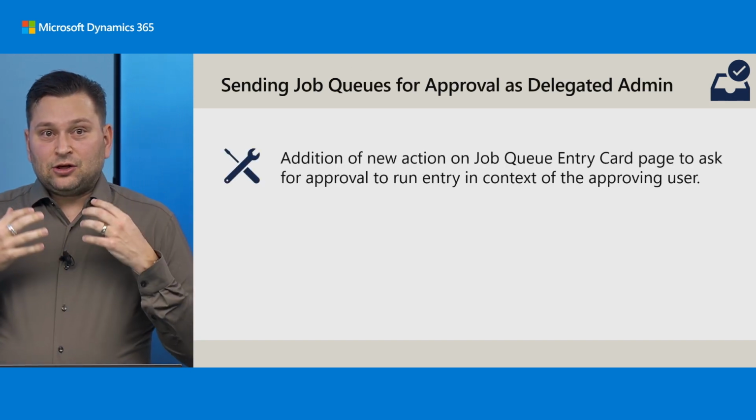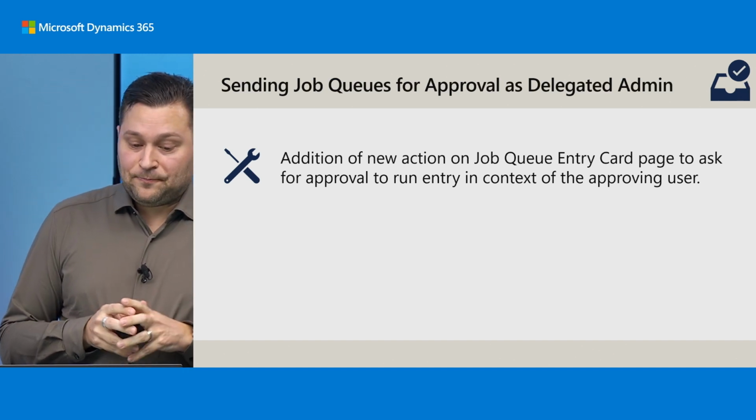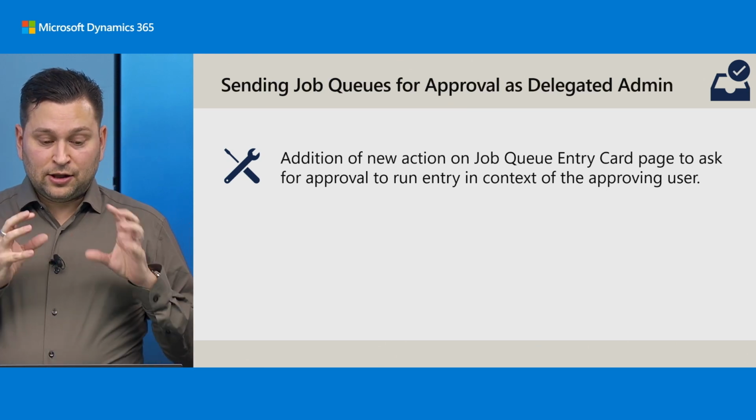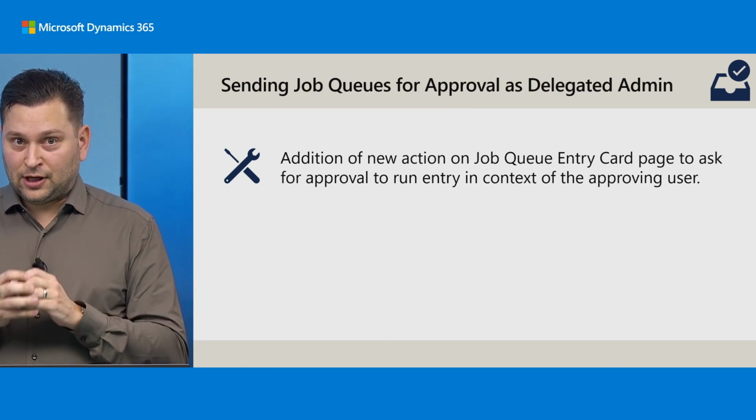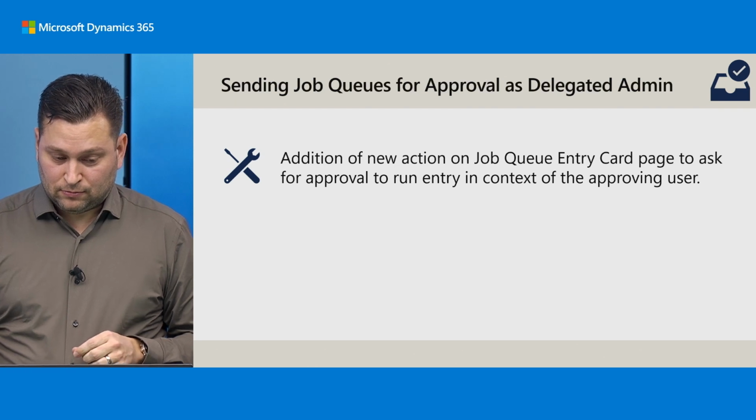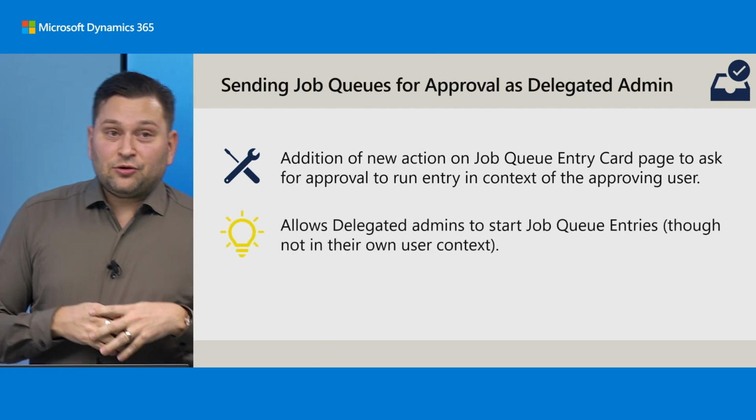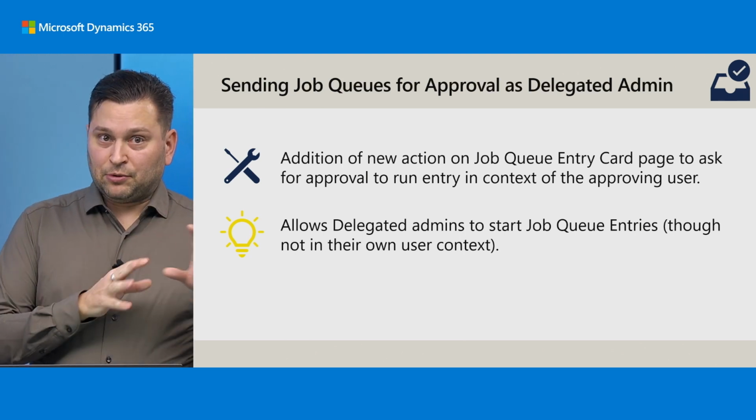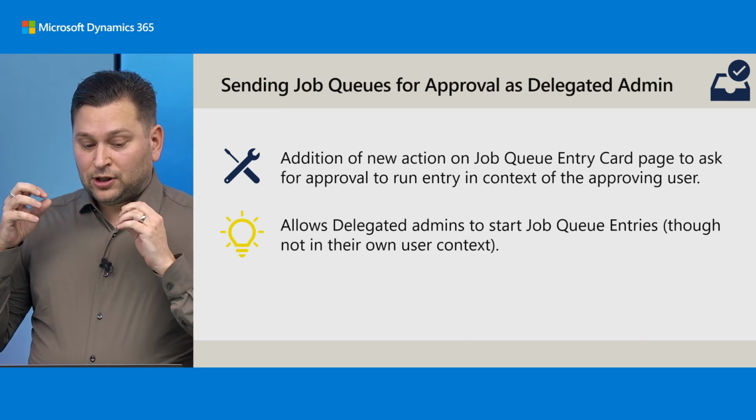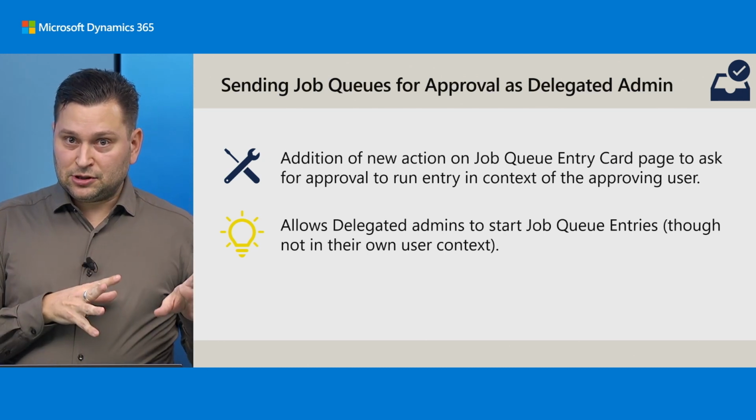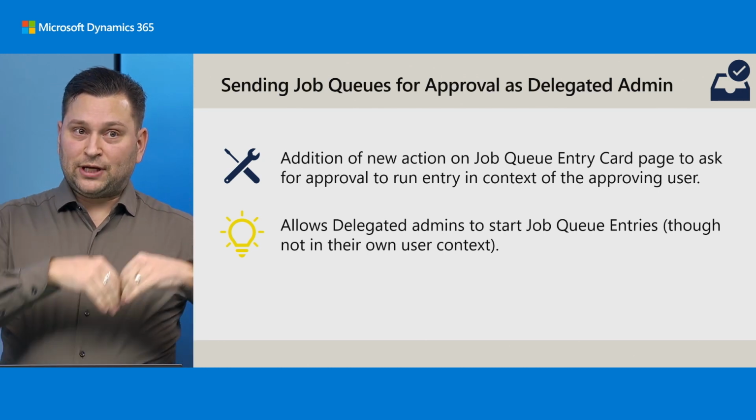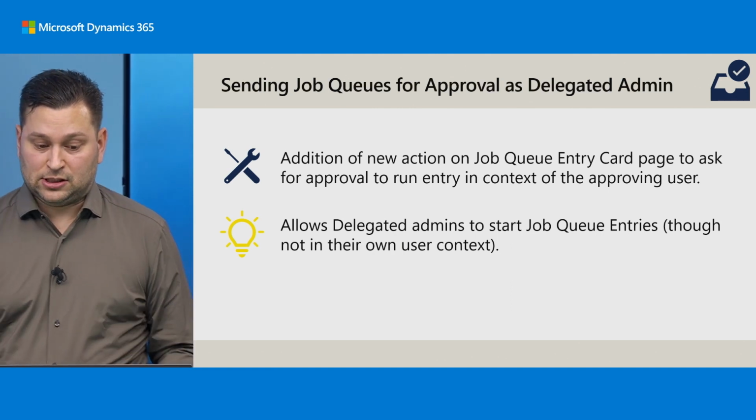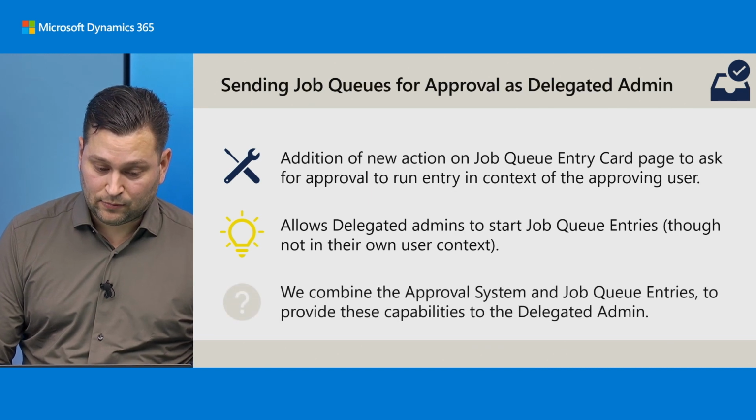Now we have added a new action on the job queue entry card, where a delegated admin can ask for approval to run the job queue entry in the context of the approving user. All right? So this will actually allow delegated admins to start job queue entries, which they weren't capable of doing before, even though it will not be in their own user context. That still isn't possible, but at least they'll have the means to create job queue entries and then ask another user to run these job queue entries in their context, which is a big step forward, I think.